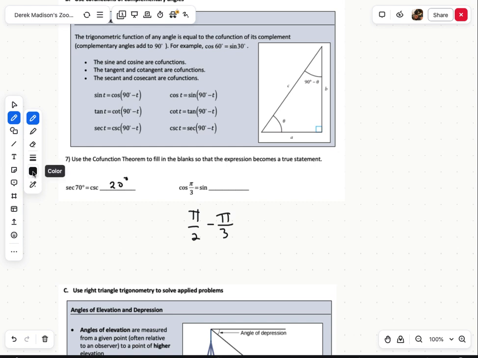So just do a little review of fractions here. This would be 3 over 3 to get to a common denominator, and this will be 2 over 2 to get to a common denominator. So that will be 3 pi over 6 minus 2 pi over 6, and there's our pi over 6. And, you know, this is right, 60 degrees, so it would be 30 degrees, which is our pi over 6.